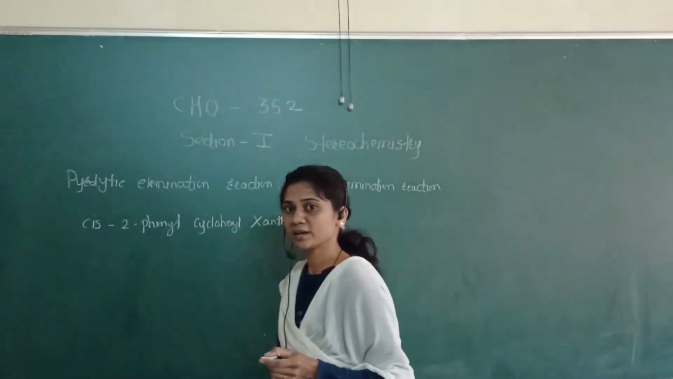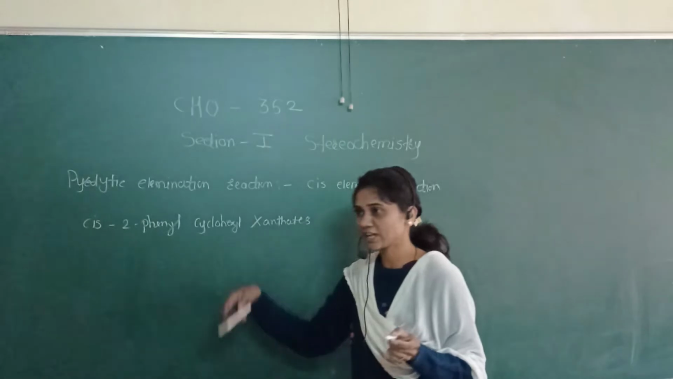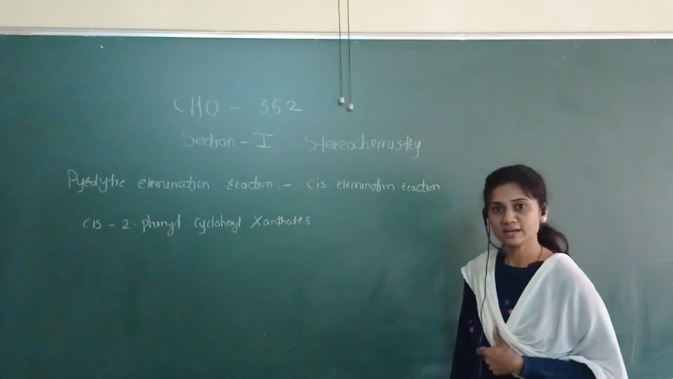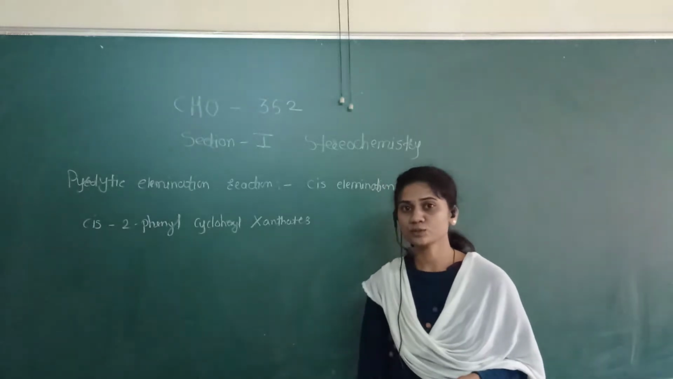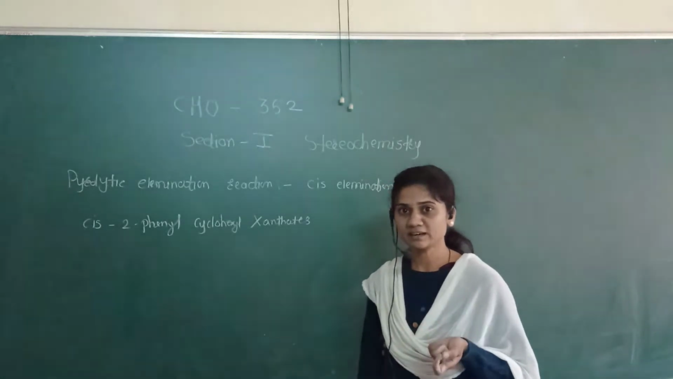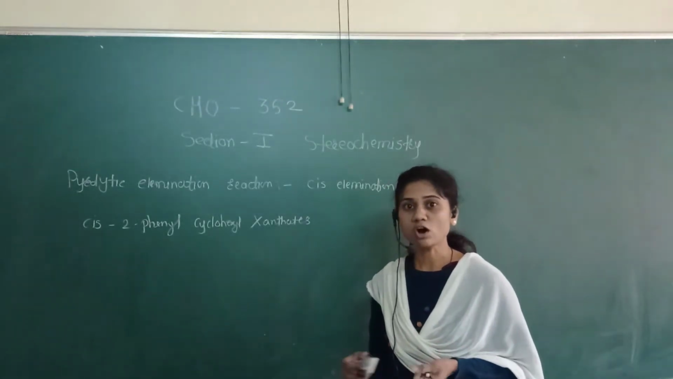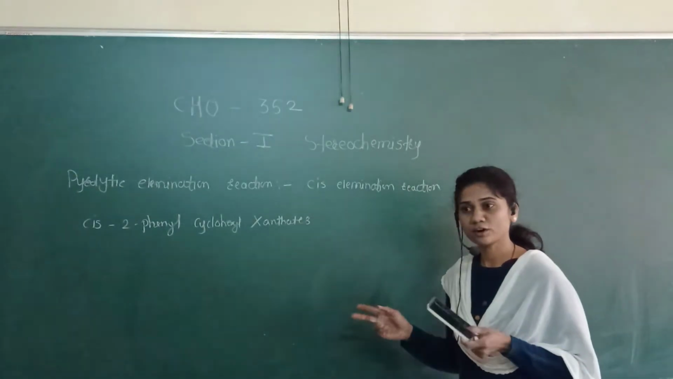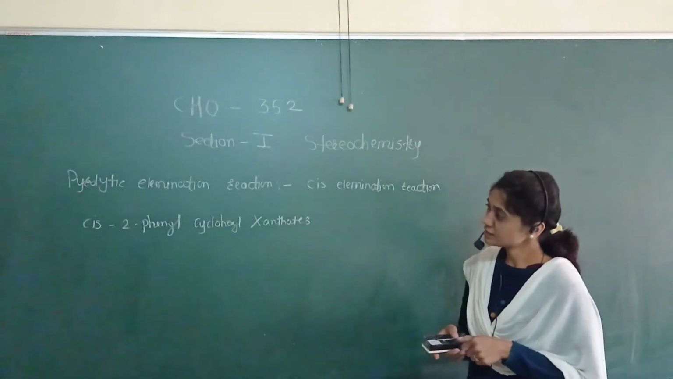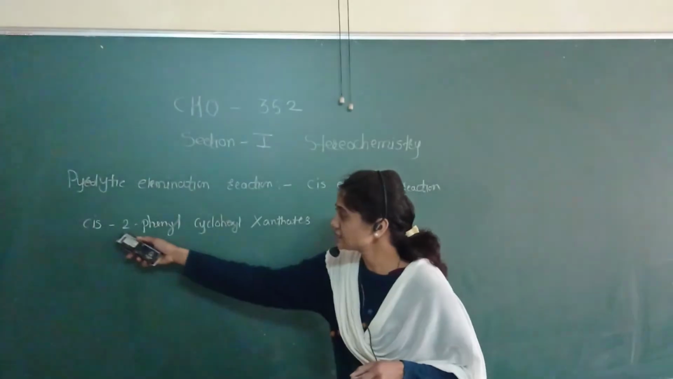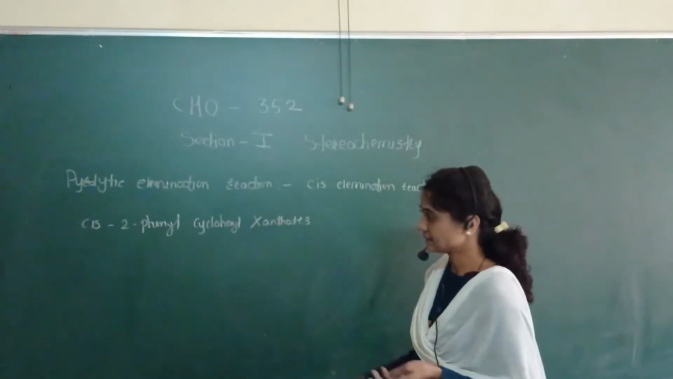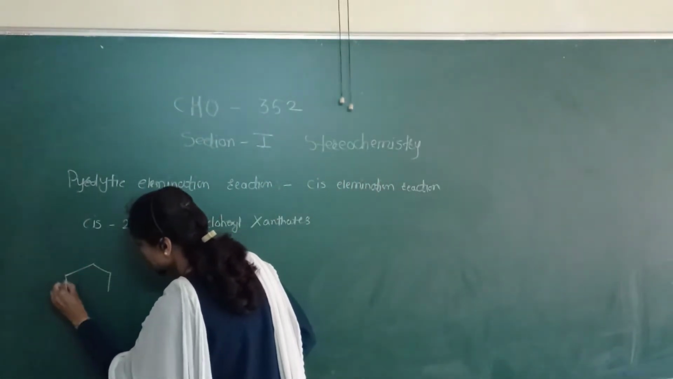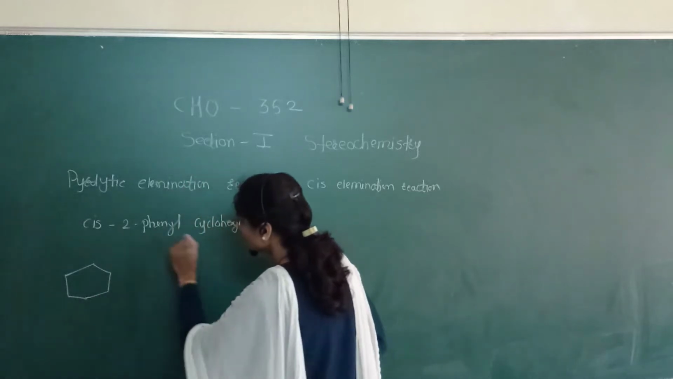In the stereochemical requirements of pyrolytic elimination reaction, the atoms or groups of atoms must be cis to each other. If we give heating conditions, we will get olefins, that is a carbon-carbon double bond, one a major product and another a minor product. Taking this example, cis 2-phenyl cyclohexyl xanthate, the structure in cyclic form is cis 2-phenyl.